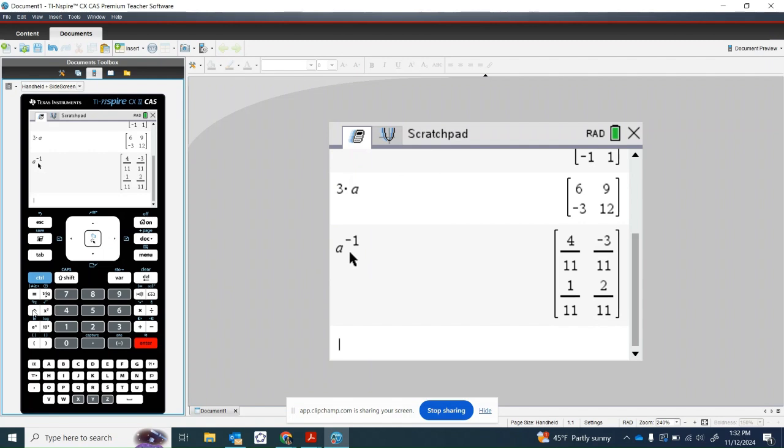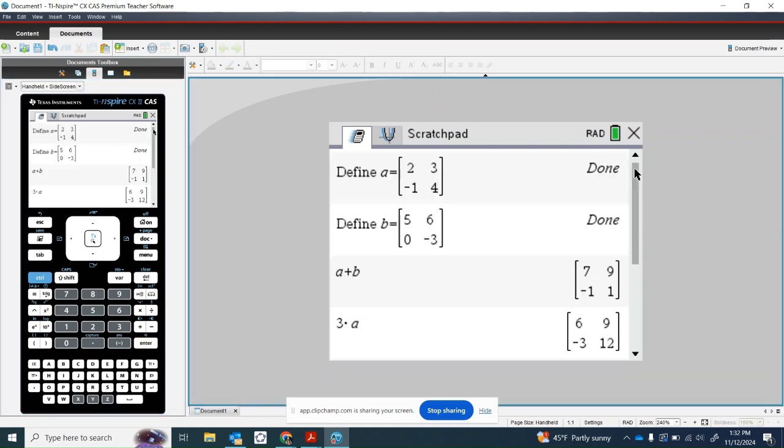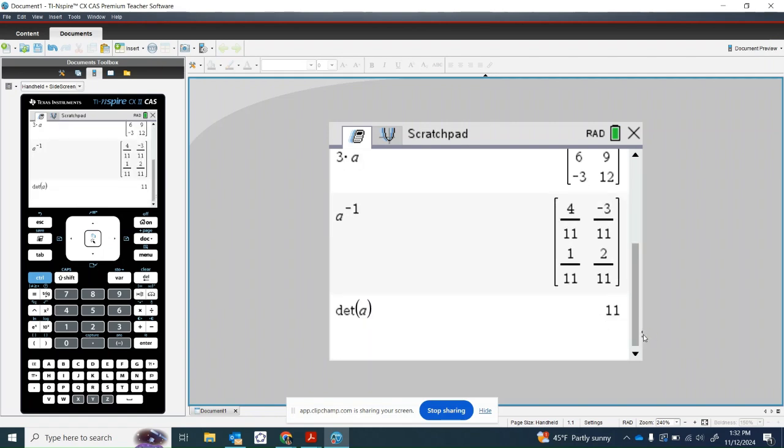I can do the determinant. So DET. There you go. Oh, space A, determinant of A. Oops, I need a parentheses. Determinant of A. There it is. So 11, let's see if I go back. Determinant is 2 times 4, 8, minus -1 times 3, minus -3, plus 3 is 11. I did that one correct.